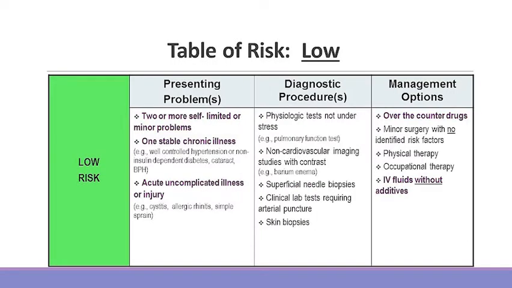Under low risk in the presenting problems category, we have 2 or more self-limited or minor problems, 1 stable chronic illness, or an acute uncomplicated illness or injury. I have not highlighted any diagnostic procedures. However, there may be some options that could potentially apply to pharmacists. Under the low-risk management options, we have over-the-counter drugs and IV fluids without any additives.